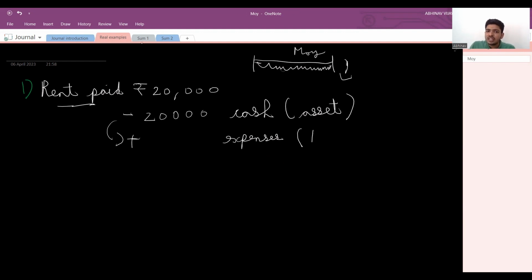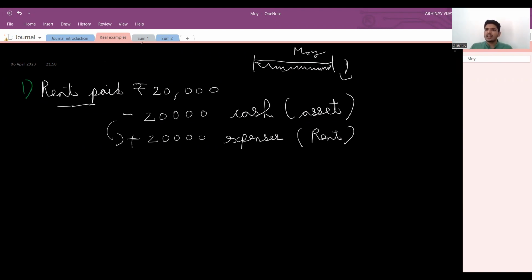Now, in bracket, you can write the name of the expense in this case. That is rent. You always write this separately. For now, you always write expenses first and then the name of the expense separately. Why? You will see by the end of the lecture. Now, 20,000. Correct. This is the logic, like I mentioned before.